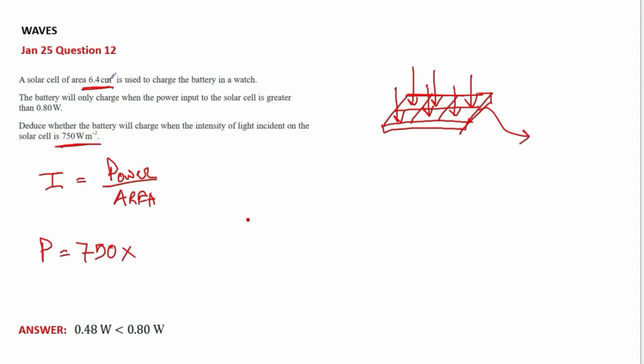Now, of course, there is a conversion at play here. So 6.4 divided by 100 would give you centimeter to meter, but centimeter square to meter square would be divided by 100 times 100. So the value that you get is 0.48 watt. But the question said that the battery will only charge when the power input to the solar cell.